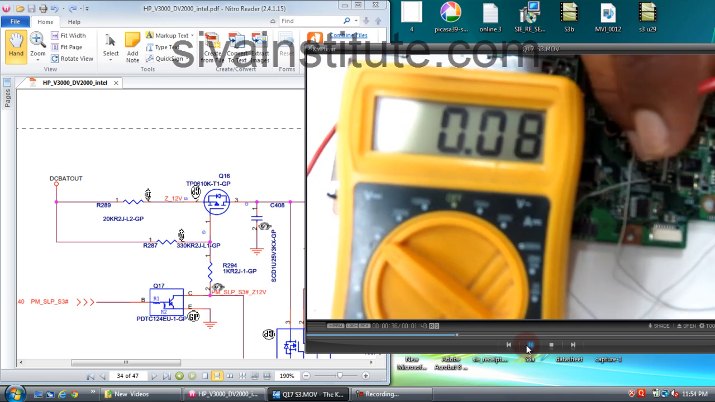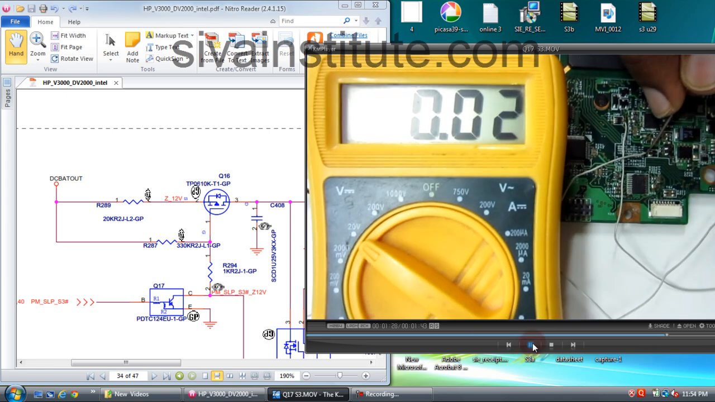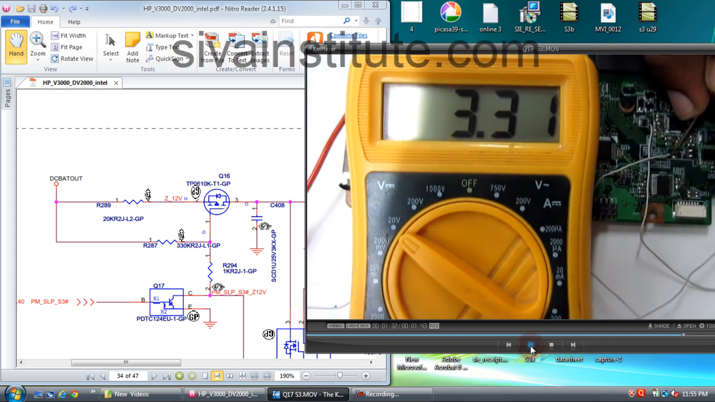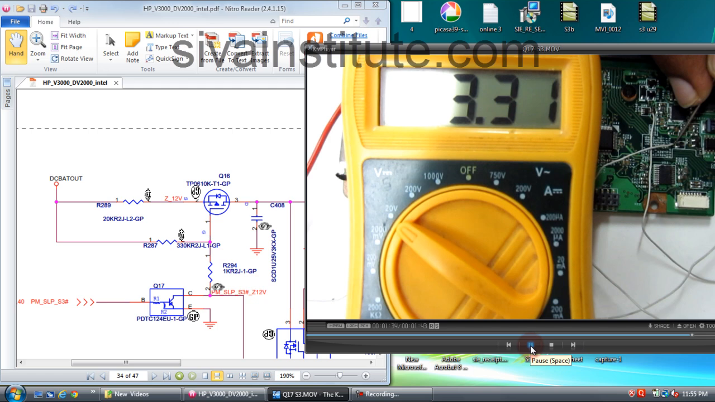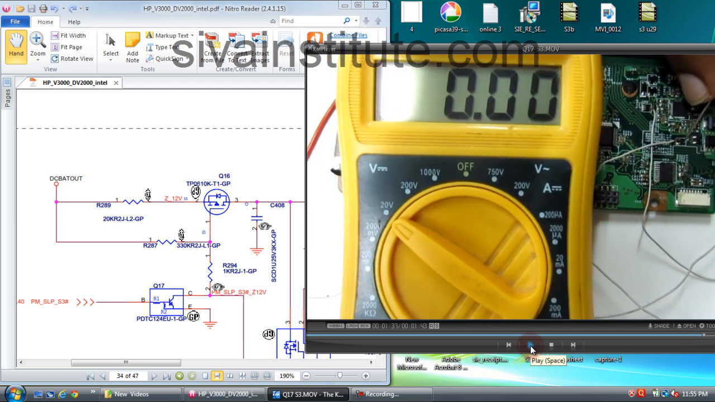We will see after the S3 command. I will give the S3 command. See, base voltage 3.3 volts. Collector voltage goes to 0 now. Base 3.3 volts, collector voltage 0.